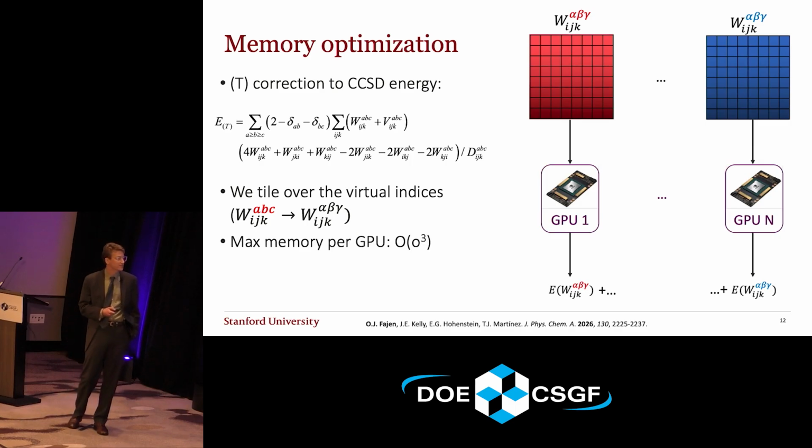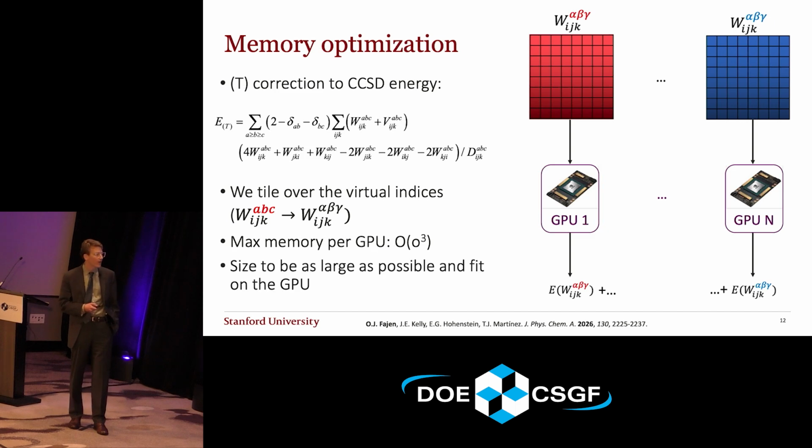In the worst case, we can shrink the size of our virtual indices down to 1, in which case we obtain a maximum memory requirement per GPU of occupied cube, which is actually better than our underlying CCSD implementation. But in practice, we size these to be as large as possible and still fit on the GPU.